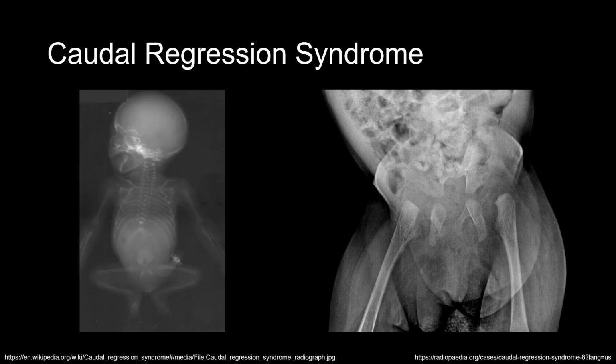So here are two examples, one in a neonate. As you can see here, there's no sacrum or even really much of any lumbar spine to speak of. And then in somebody who has developed, you can still see the similar deformity within the pelvis.